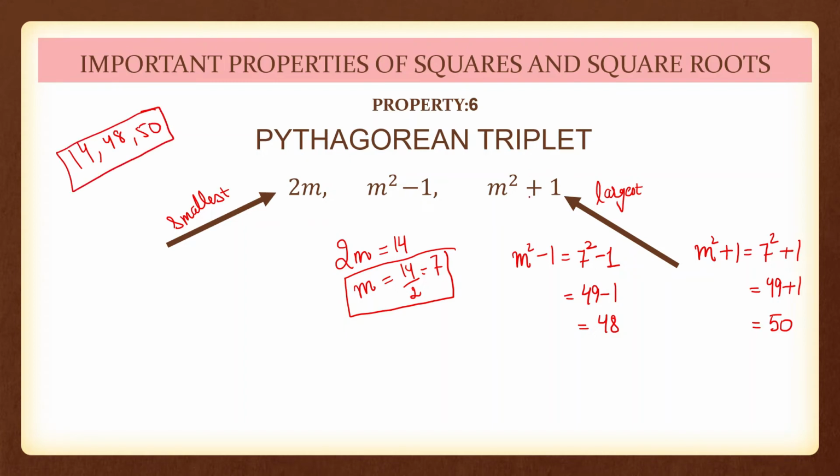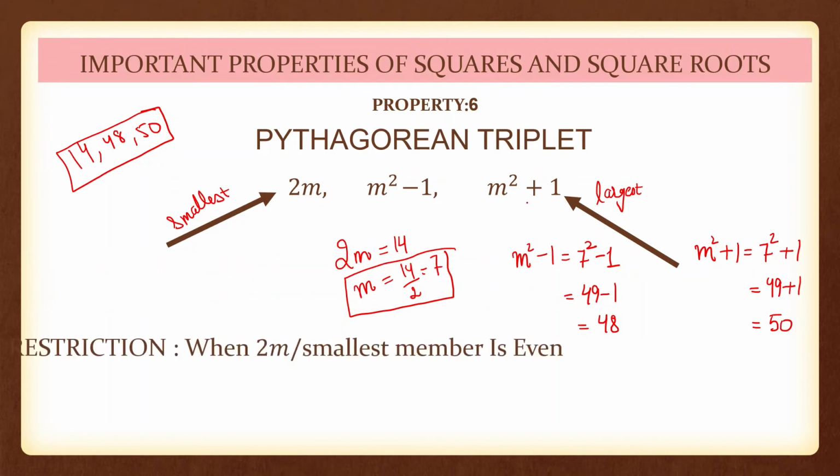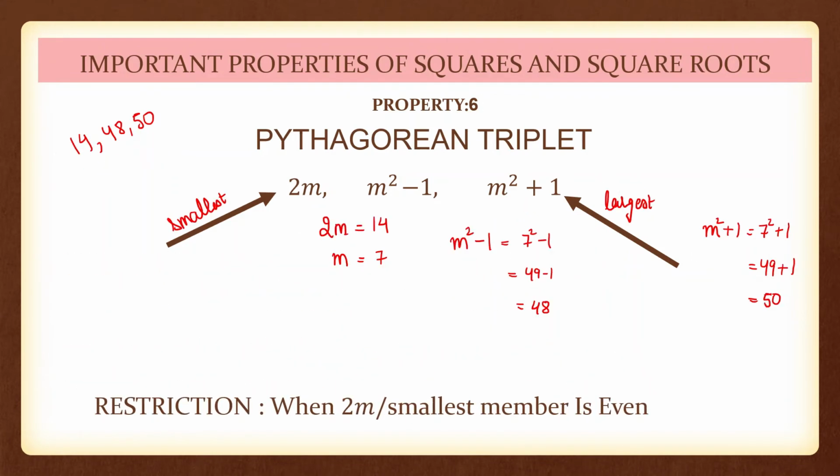The only disadvantage of this Pythagorean triplet, or you can say the only restriction, is that we can apply this property only when 2m, or the smallest member of Pythagorean triplet, is even. If it is odd, then we cannot apply this Pythagorean triplet property.